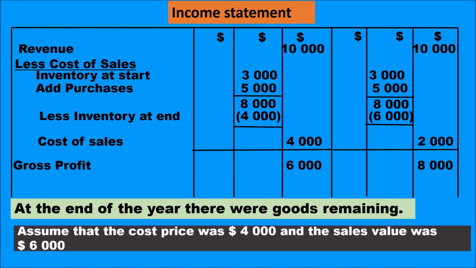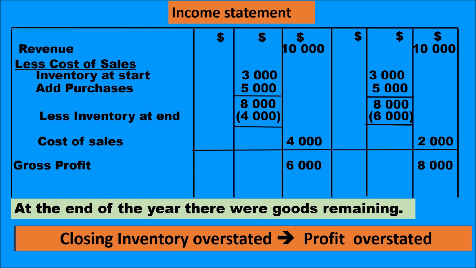What can we conclude? When closing inventory was valued at cost price, it was $4,000, and the gross profit was $6,000. But when closing inventory becomes $6,000, the gross profit becomes $8,000, which implies when closing inventory is overstated, profit is overstated. This is what we've seen in inventory valuation lesson part 1.